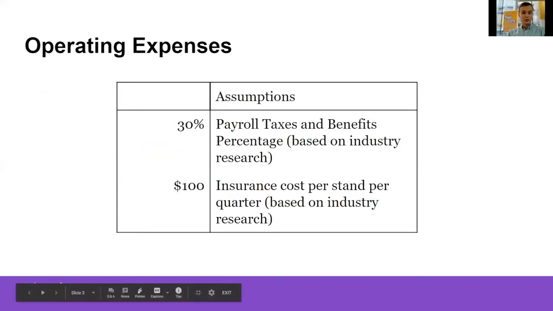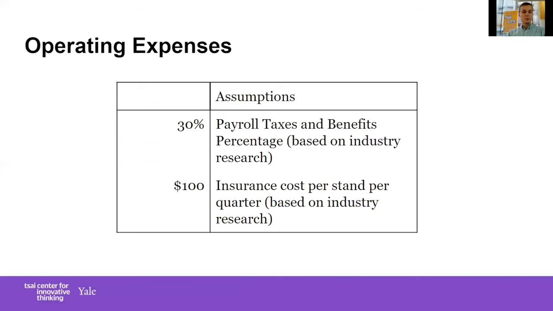So in our template, we'll be able to see several assumptions we've made here. We have a 30% payroll tax and benefits assumption we've based on industry research, and $100 insurance costs per stand per quarter, again based on our industry research. Googling and asking other founders in your entrepreneurial field can both be valuable sources of information to make these assumptions.